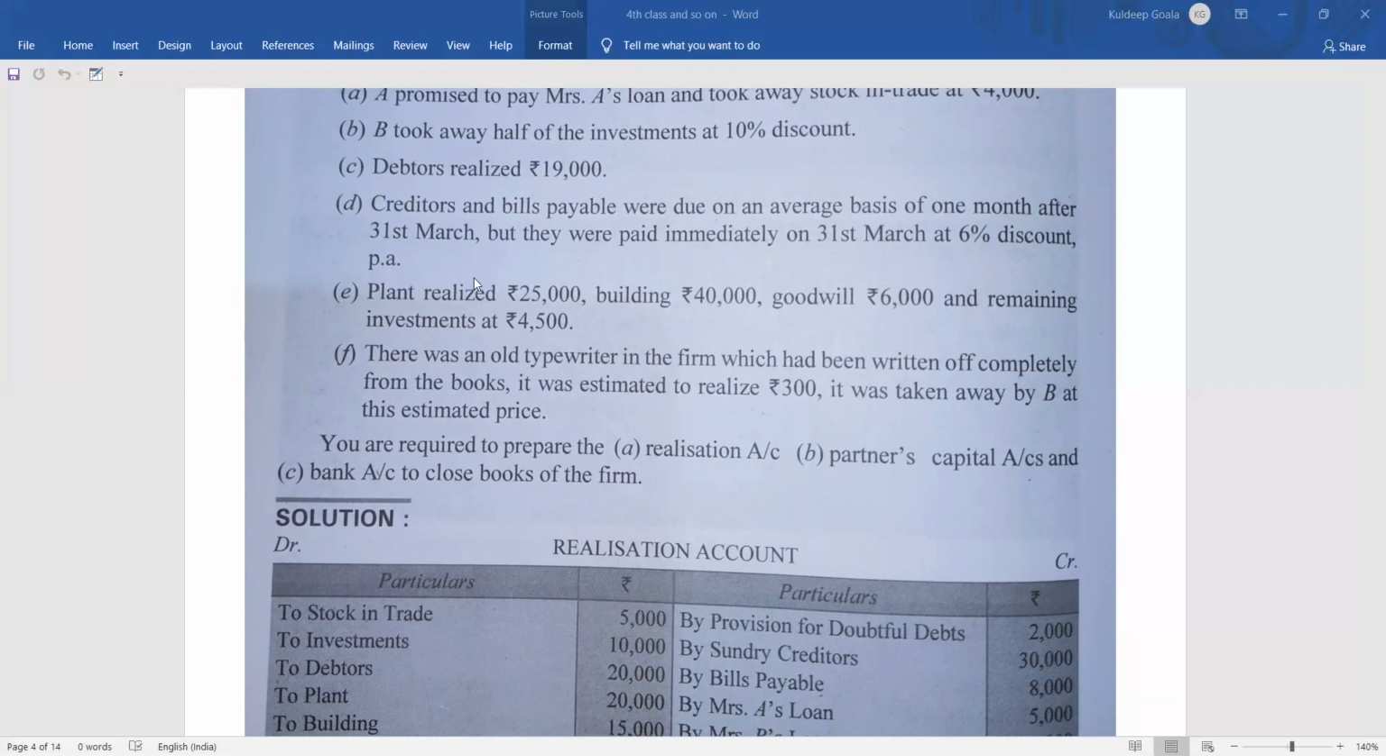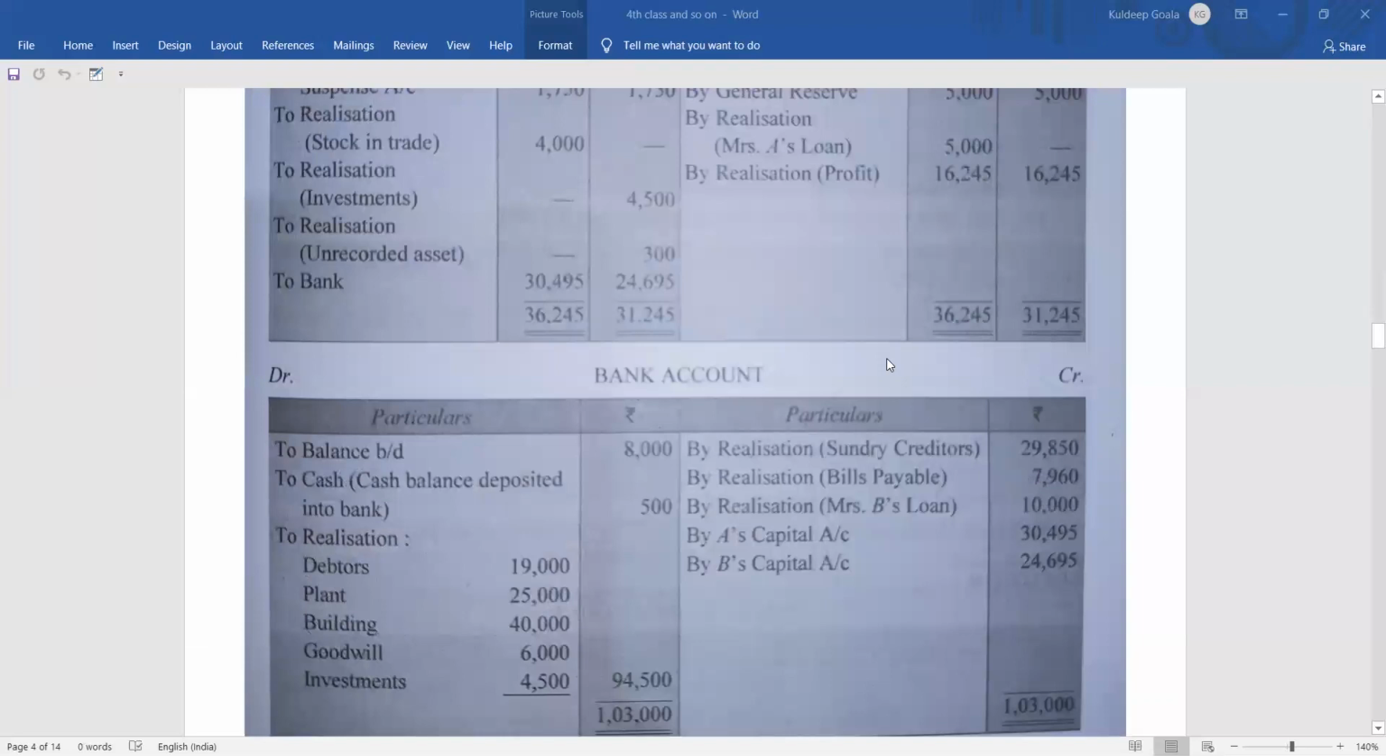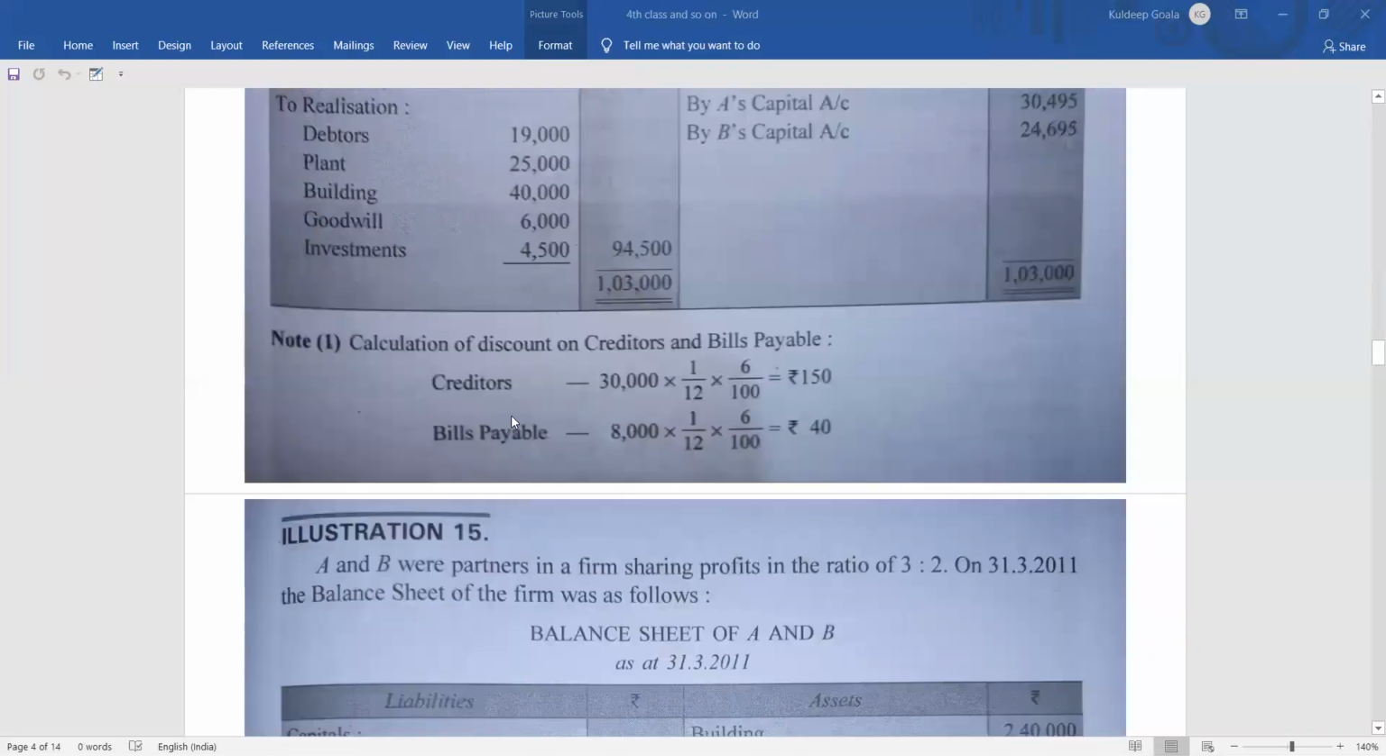6% for the whole year, per annum means the discount of 6% is for the whole year. So we will take only for 1 month because it was due on 1 month basis. So 6% is for the whole year. So for 1 month we are going to find it out. Okay, so we can find out in the calculation what is the creditors. Creditors, it was 30,000, right? 6% discount for 1 month, it is 150. And in case of bills payable, 8,000 was the amount. 6% for 1 month, it is 40 rupees. So creditors are going to allow us discount of 150 and bills payable 40 rupees of discount, right?